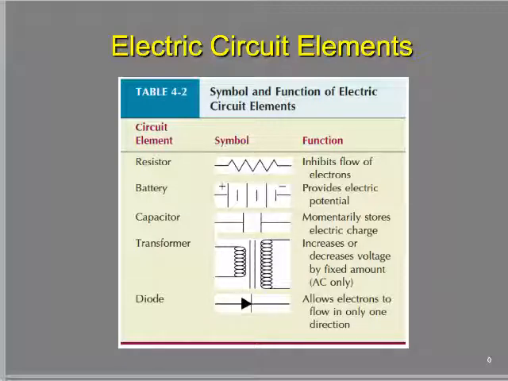The two that we'll work with the most are transformers and diodes, right? We're going to do a lot of stuff with transformers. So I'm going ahead and introducing them now. We'll be talking about them more when we get to the X-ray circuit. But know that that symbol there represents a transformer, and it's working off of the principle of induction.